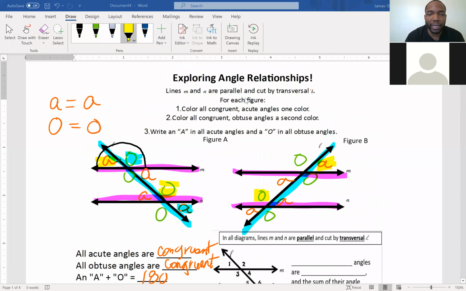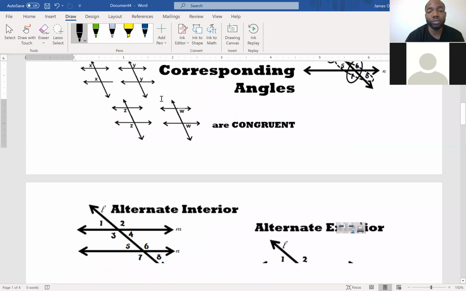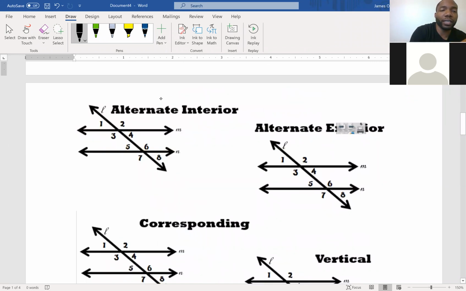This is what I call a level one relationship. Level one angle relationships are just A's and O's, acute and obtuse angles. Acute and obtuse angles are level one type angles because that's baby stuff. Level two type angles are these relationships here. Level two type angles create four relationships.